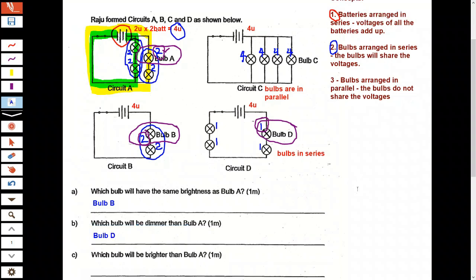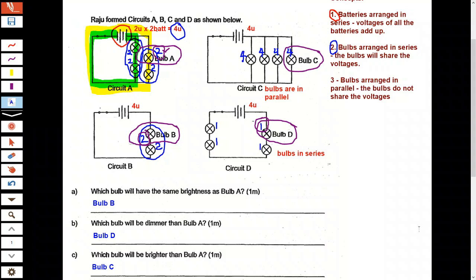And the last question, which bulb will be brighter? So brighter means we are going to look at a bulb that is receiving more than 2 units. And of course, there's only one possibility left, which is bulb C. And bulb C is receiving 4 units. That is 2 times more than what bulb A is receiving. Therefore, bulb C should be 2 times brighter. Okay, so hence we should be able to answer the last one, which is bulb C. And therefore, we have just earned for ourselves 3 marks.